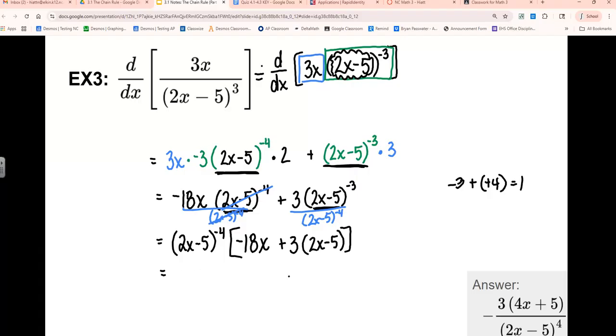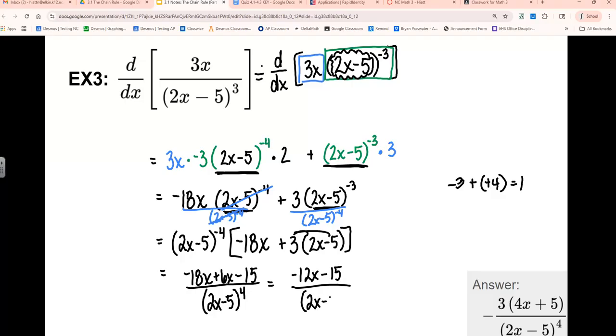I notice in my answer, they've already sent that stuff right there back down to the bottom, so I'm going to do that: 2x minus 5 to the 4th power. I've got negative 18x. I'm going to distribute that 3, plus 6x minus 15. And we can combine like terms, and I will get negative 12x minus 15 over 2x minus 5 to the 4th.